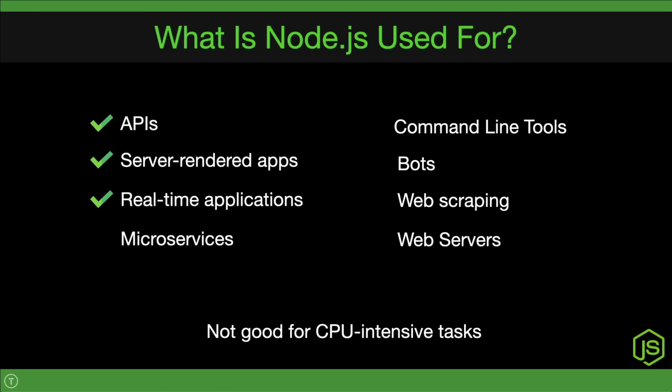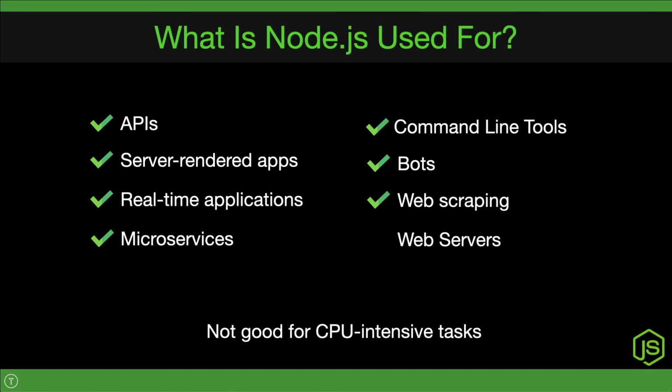It's also great for real-time applications like chat, real-time games, collaboration tools, things like that. Microservices. So microservices are small independent services that work together. I actually just did a crash course on microservices if you're interested. Command line tools. You can build CLIs, command line interfaces. Bots. So for example, you could build a Twitter bot or a bot for Slack or Discord.